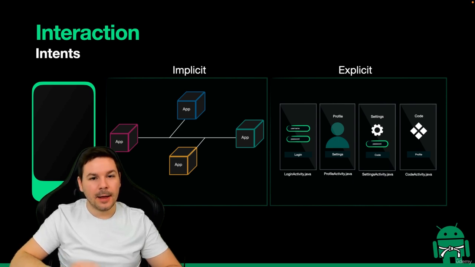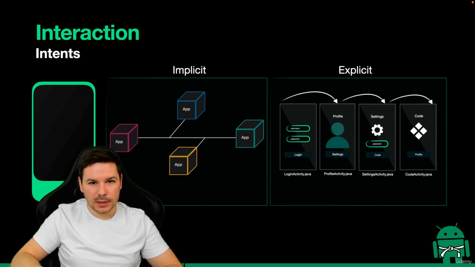All right. Then we've got explicit. And yeah, you guessed it. Explicit simply means we know exactly what we want to start. In our case right now, let's say we've got a login activity. After successfully logging in, we do not want to start a random application. We want to start the profile activity in this application right now. So this one over here. By clicking on the settings button, we want to start the settings activity. And then there's also this code activity.